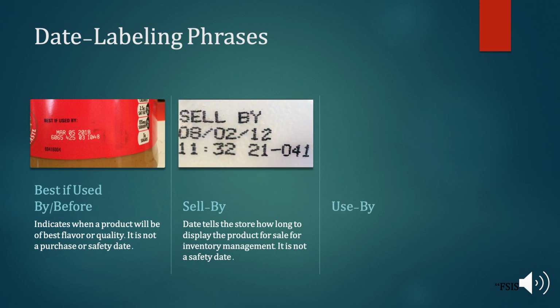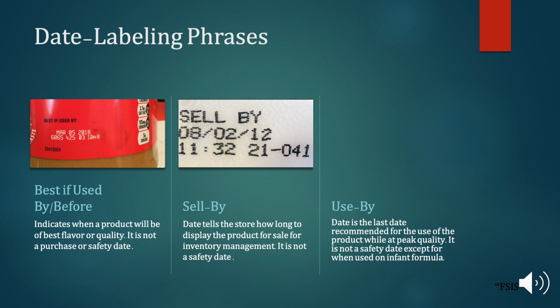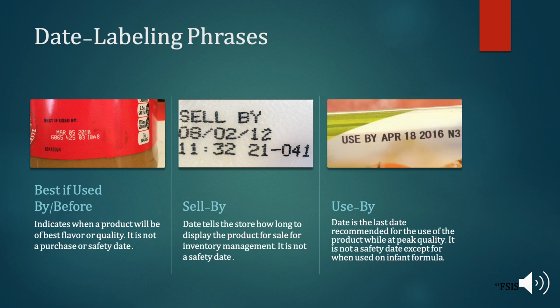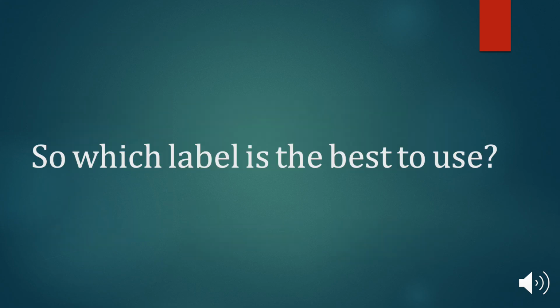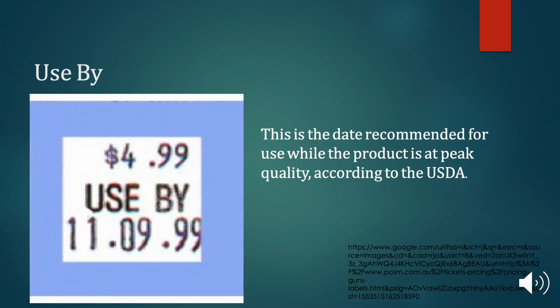Finally, use by. The use by date is the last date recommended for the use of the product while at peak quality. It is not a safety date except for when used on infant formula. So which label is the best to use? The use by date label is the date recommended for use while the product is at peak quality, according to the USDA.